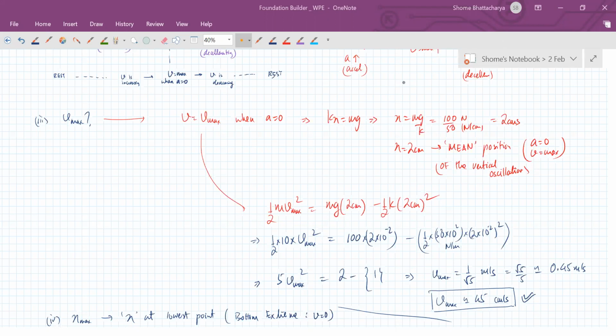Okay, Kunj. And the maximum extension you are getting how much? 4 centimeters. That's correct. Okay. So parametrically it will come out to be twice of mg by k. So that will come out to be 4 centimeters here.